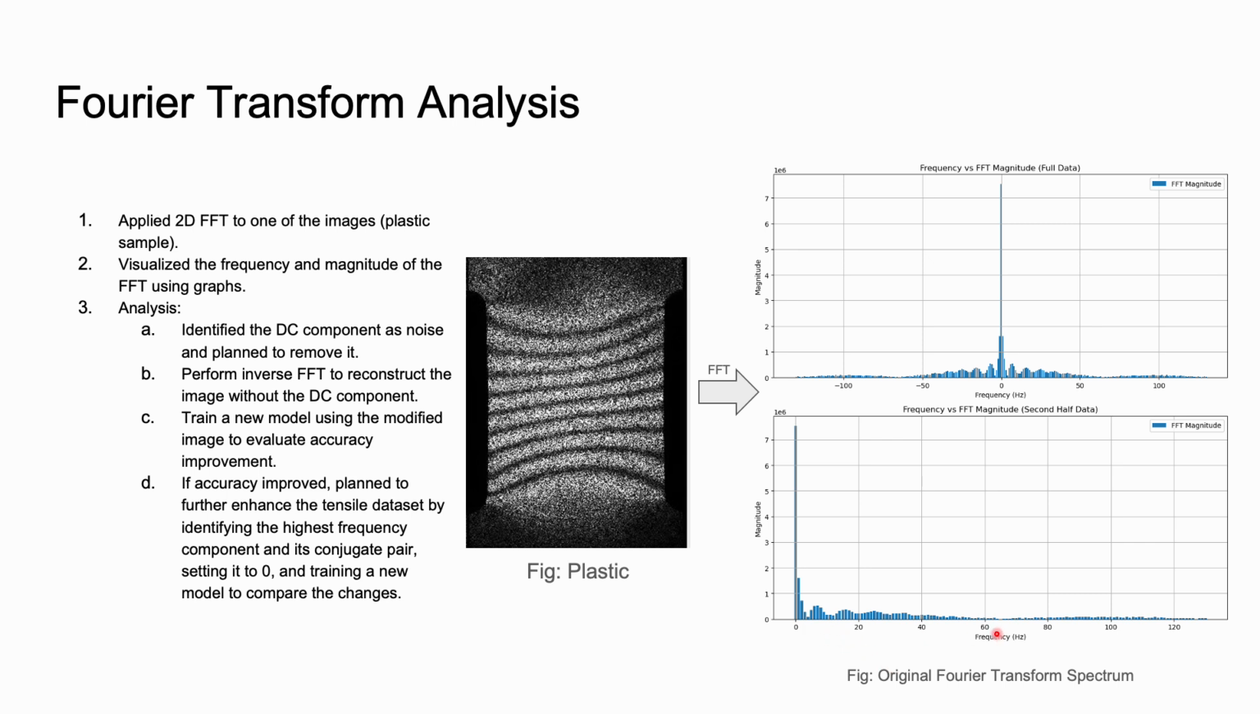This process allowed us to visualize the frequency component and identify the noise-dominated DC component, which is located here. My advisor suggested we remove the DC component first. After removing this DC component and performing an inverse FFT, we would reconstruct the image. This pre-processing step was designed to enhance clarity before training the CNN model.